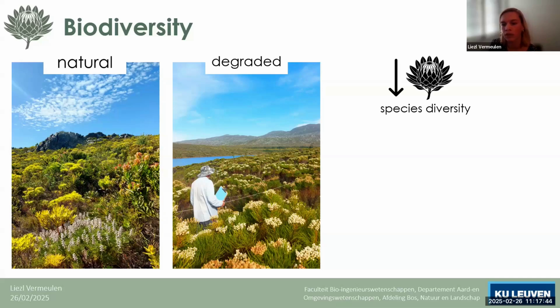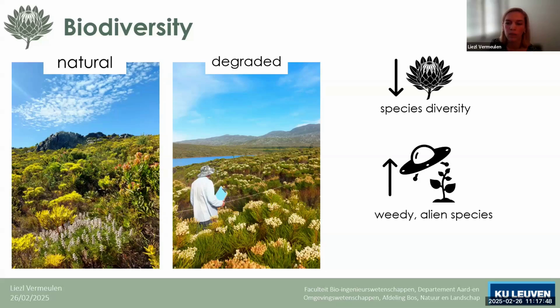We found that the degraded areas had lower overall species diversity, as well as more weedy species and more alien species. We also found that these effects become even stronger the longer the plantation was there in the past. So the longer the duration, the lower the overall species diversity and the more weedy and alien species there are.